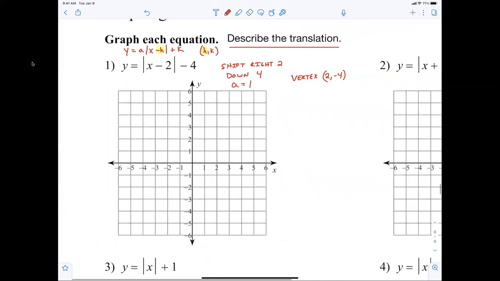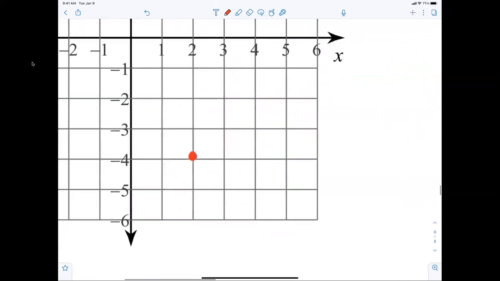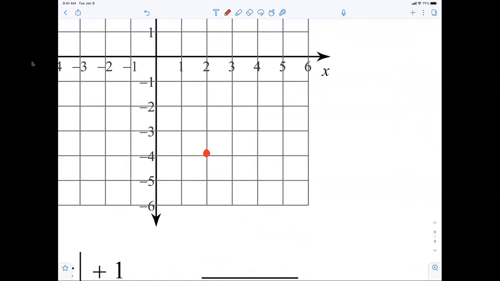So let's look at this real quick. So (2, -4), plot that point. That is considered the vertex. Then from there we go up 1, over 1, up 1, left 1. And then we just graph.